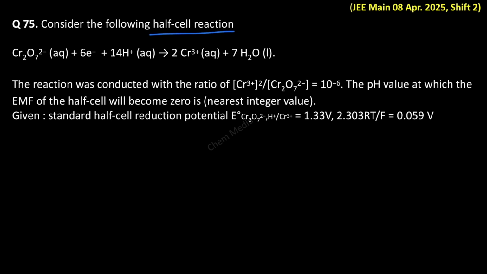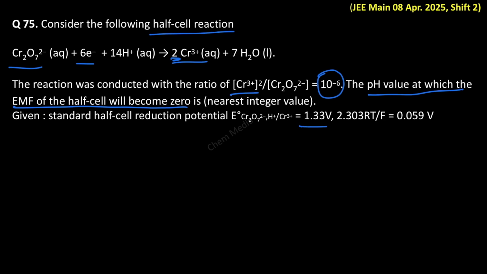Consider the following half cell reaction: dichromate ion gaining 6 moles of electrons and becoming chromium 3 plus, 2 moles of chromium 3 plus. The reaction was conducted with a ratio of concentration of chromium 3 plus whole square, because we have the stoichiometric coefficient 2, divided by dichromate ion, and that is equal to 10 to the power minus 6. Basically, part of the reaction quotient value is given. In that case, what is the pH value at which the EMF of the half cell will become 0? We have to find out the nearest integer.